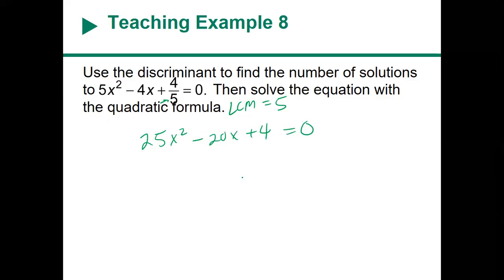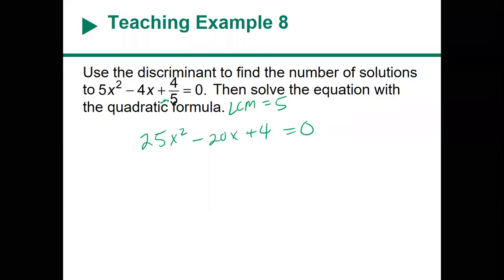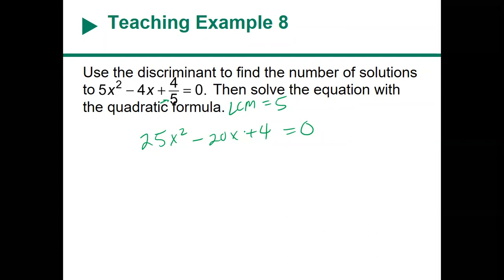If you are a person who is comfortable working with fractions, you do not have to do that step. You do not have to utilize the LCM. But if you don't want to work with fractions, then use the LCM to get rid of them. Okay.